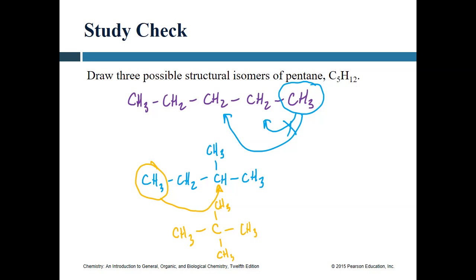And so with butane, there were 2 isomers. With pentane, there are 3 isomers. With hexane, there are even more. With heptane, there are even more. As that chain gets bigger, so do the number of possibilities.